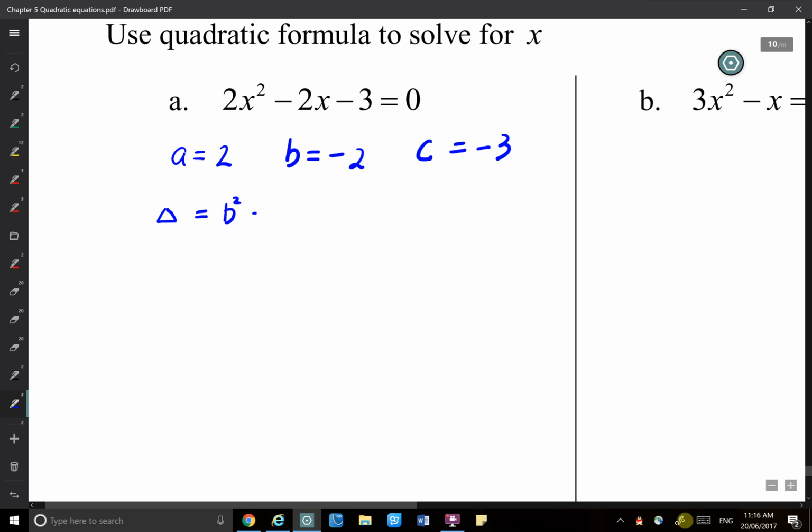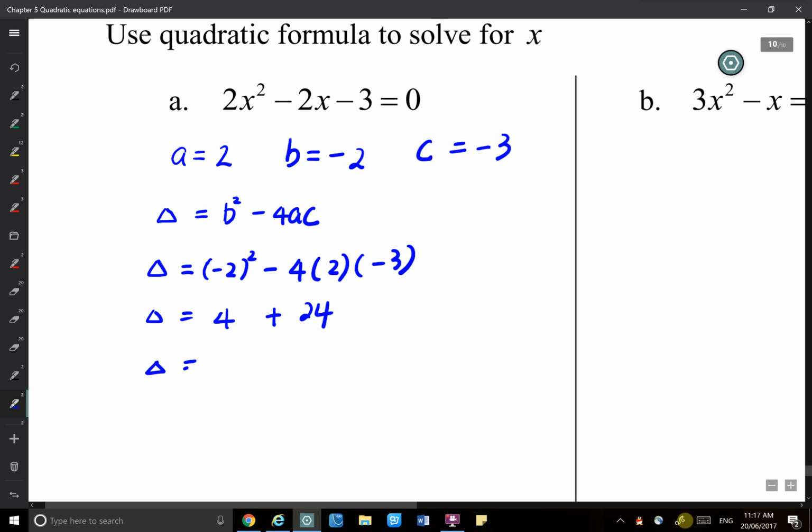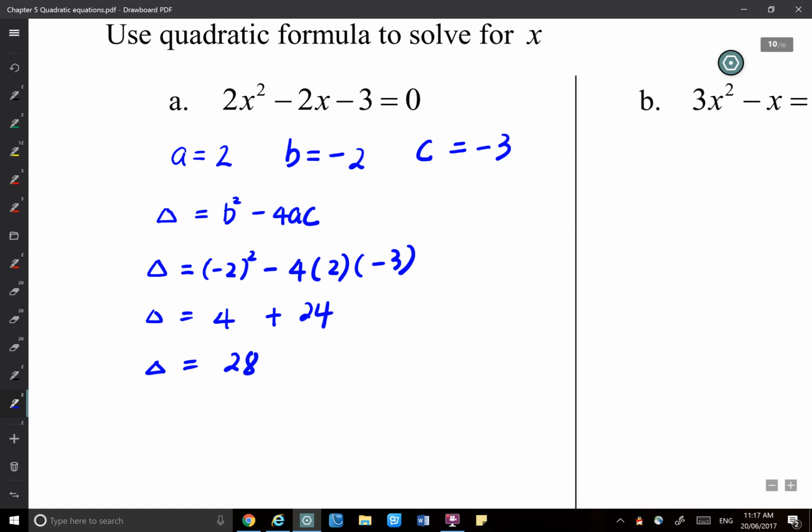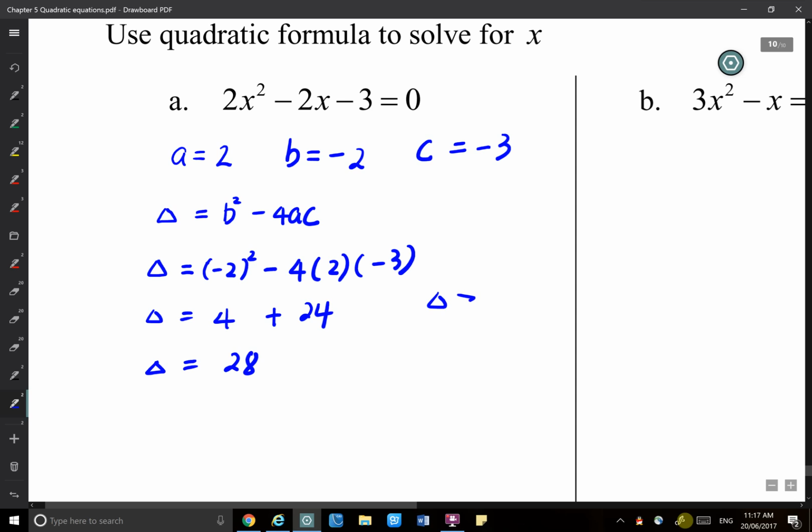Discriminant is b squared minus 4ac. What that equals to? That equals to minus 2 squared minus 4 times 2 times minus 3. That's 4 plus 24. That gives you 28. Okay, discriminant greater than 0 will give you two solutions.